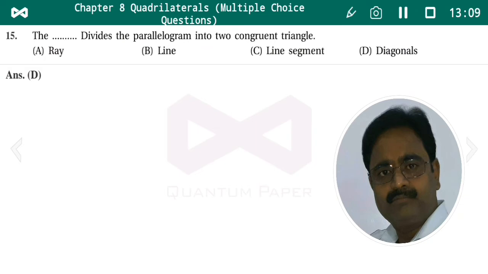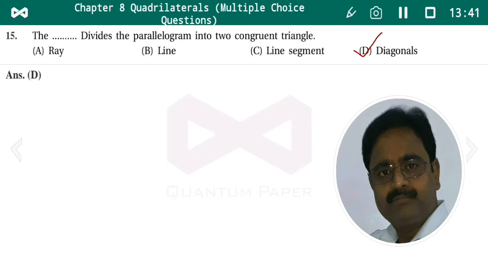The diagonal, when drawn, divides the parallelogram into two congruent triangles. So which among these options divides the parallelogram into two congruent triangles? तो आपने थ्योरम पढ़ा होगा कि diagonals divide the parallelogram into two congruent triangles. So which option is right in this? Nice, option D is right. Diagonals divide the parallelogram into two congruent triangles.